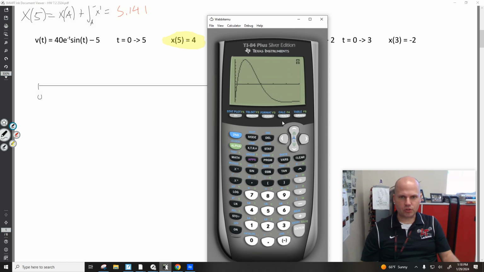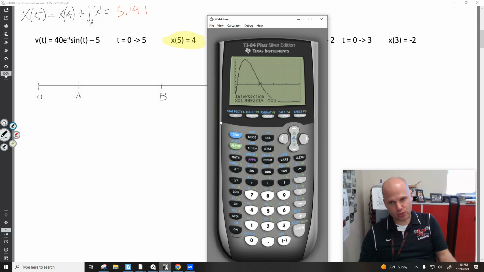All right, looks like we're close to 2. I'm going to find the intersection. I got one sign. Oh, I got 2 sign changes. I got an A, and I got a B. We got to make sure we store that as B. There it is. Got to find the other one.